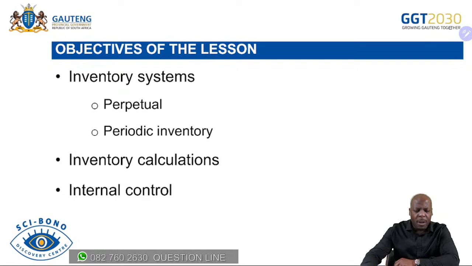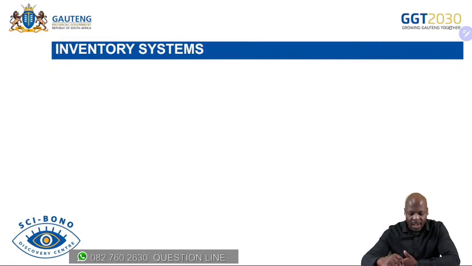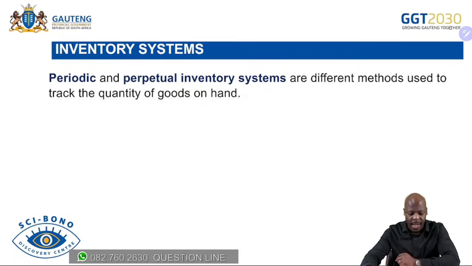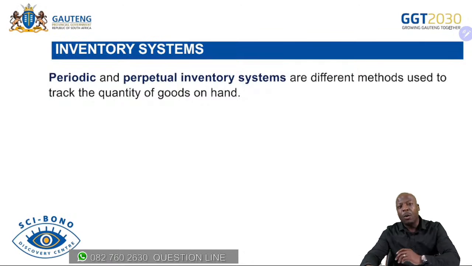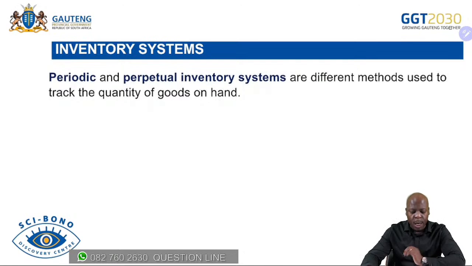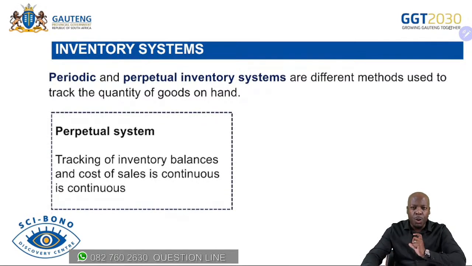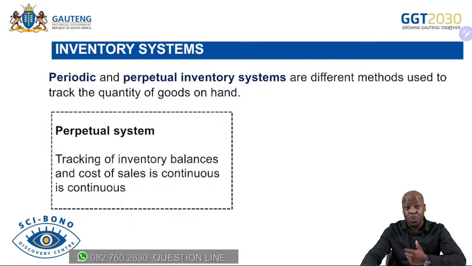All right. Now, the biggest question that then comes is, what are inventory systems? As I said earlier on, we have the periodic and the perpetual inventory system. Now, these are systems that are used to track the quantity of goods on hand. In other words, if a business is doing its daily business, that is buying and selling, they need to keep track of their goods on hand. That is very important. And there are two methods that they will use to track their goods on hand. The first one is the perpetual inventory system.